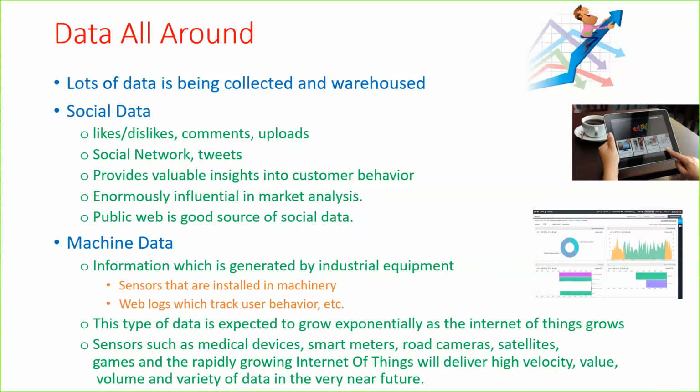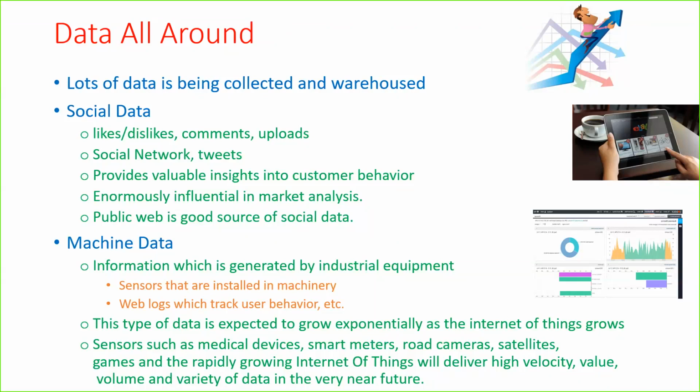We have different kinds of data, like social data in terms of likes, dislikes, comments, or uploads. We have machine data. Nowadays we have sensors everywhere in the IoT world. Sensors are placed everywhere: smoke sensors, temperature sensors, humidity sensors, cameras. They're fixed everywhere, and 24/7 they're collecting the data. This type of data is expected to grow exponentially as the Internet of Things grows. It is expected that many IoT devices are coming up in the next few years.